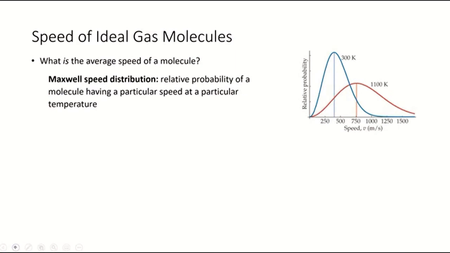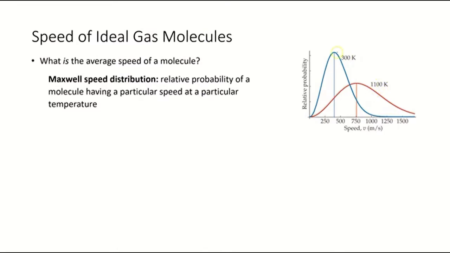It turns out that relationship is given by the Maxwell speed distribution, which tells us the relative probability that a molecule in an ideal gas has a particular speed when that gas is at a particular temperature. Over here on the right-hand side of my slide, I have a plot of the Maxwell speed distribution for an ideal gas at two different temperatures, 300 Kelvin and 1100 Kelvin. You can see that the height of these curves corresponds to how probable the different speeds are for the different temperature gases.